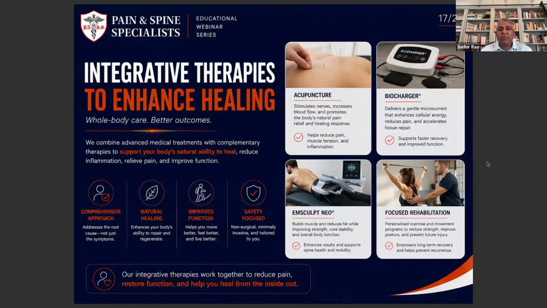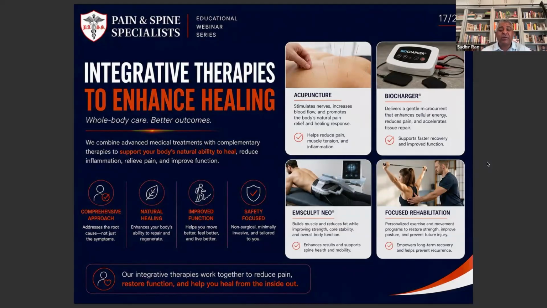So, you know, we want to make sure we're looking at other ways of trying to relieve your pain, reinforce muscular integrity, rehabilitate, and repair underlying issues. So when we talk about integrative therapies, we're looking at treatments like acupuncture, where we work on meridians to help the nervous system and pain signaling to improve.